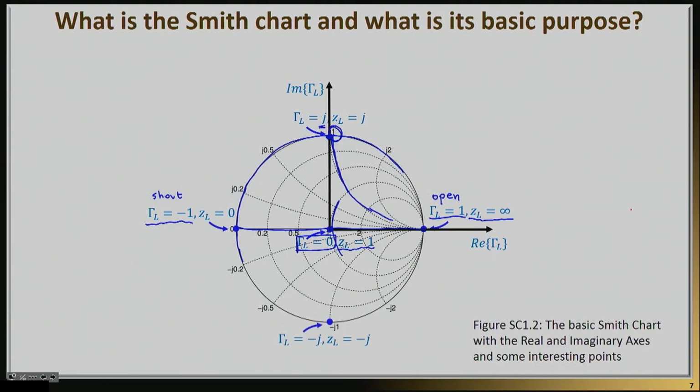Similarly, the bottom point, the one that has gamma L of negative J, also corresponds to ZL equals negative J. And again, you read that exactly the same way. I'm still on the circle with real part of basically 0. Now my imaginary part is this guy here. This guy here has basically a number of negative 1.